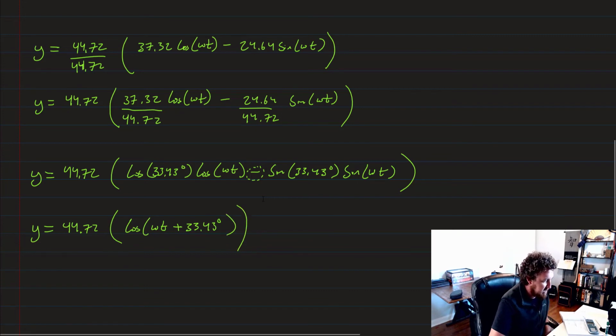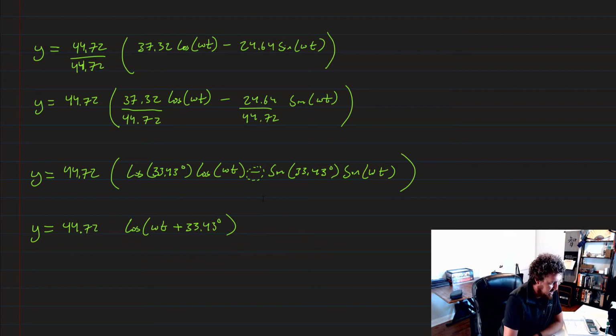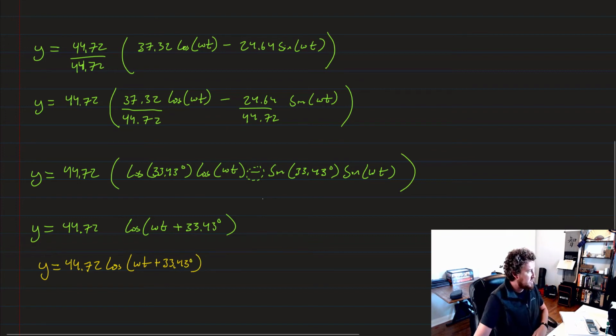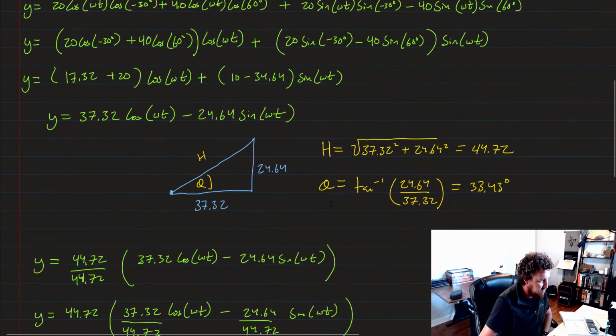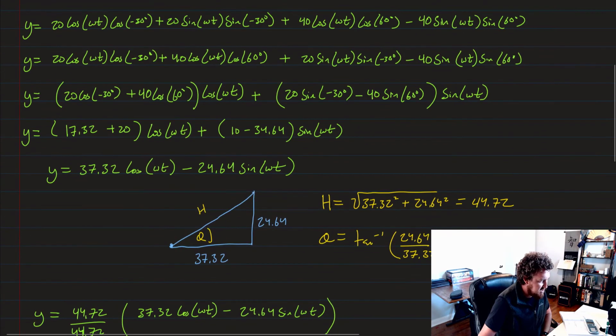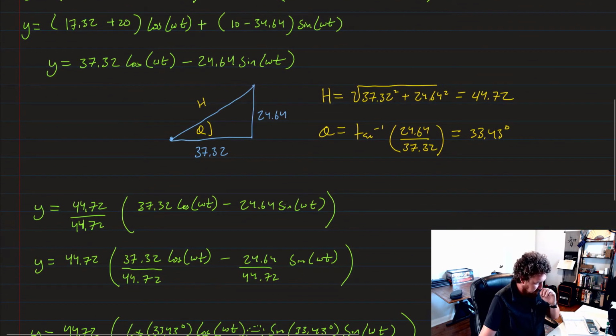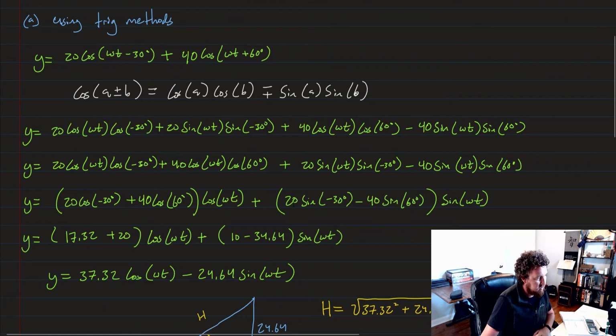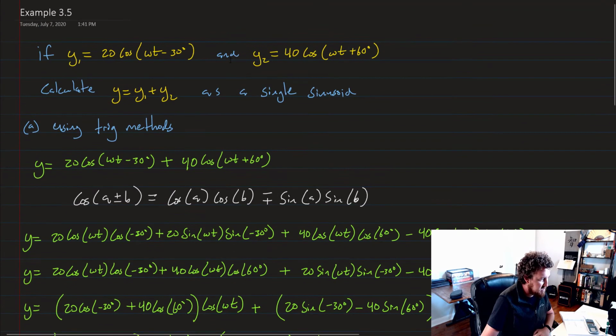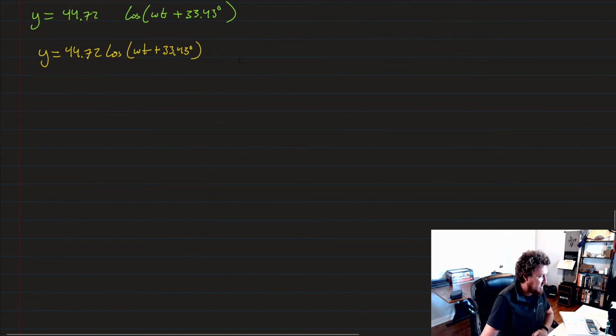There's our expression. I guess I can get rid of these guys right there. So that is our final answer, that y is equal to 44.72 times the cosine of omega t plus 33.43. And as you can see, this is a pretty sort of tricky thing to solve. There's lots of weird trig identities. Also, knowing to do this bit where you multiply by the hypotenuse over itself is sort of abstract. But we get the job done. We're able to solve this, get our single sinusoid using just trig methods.